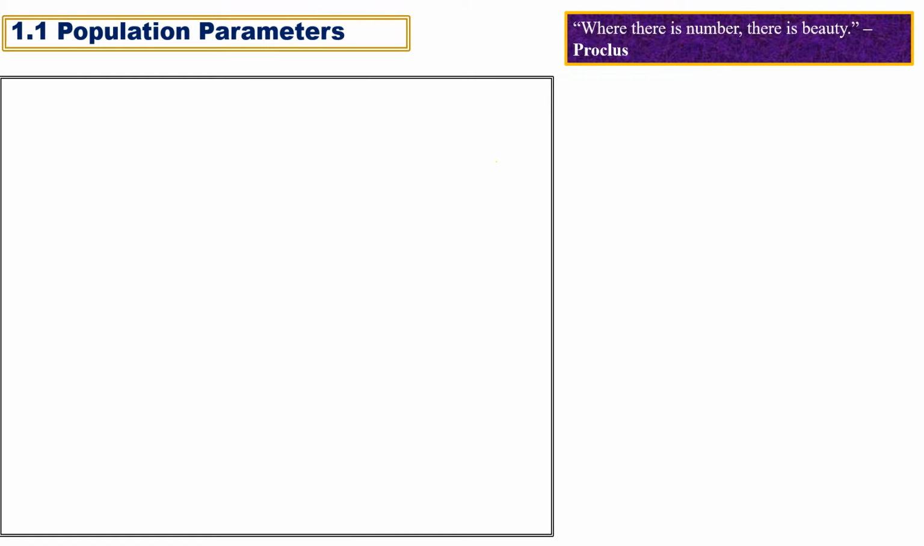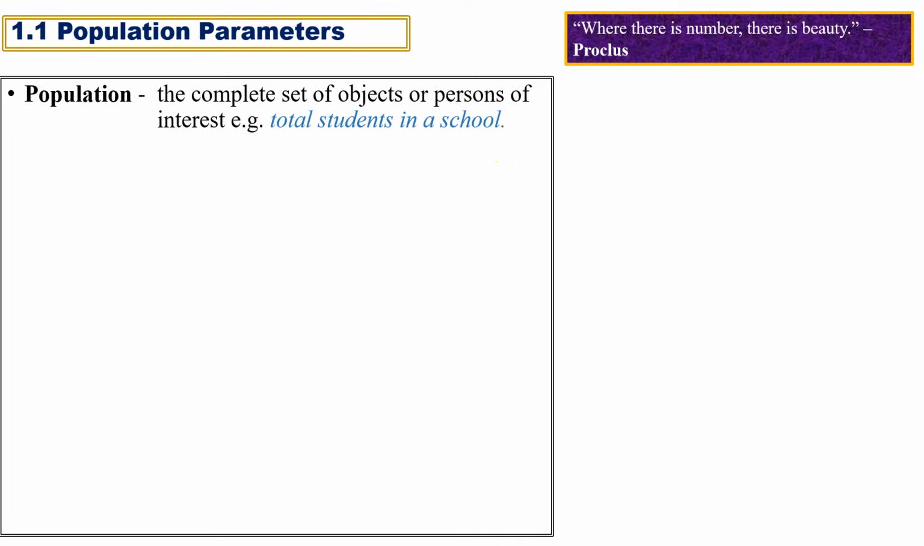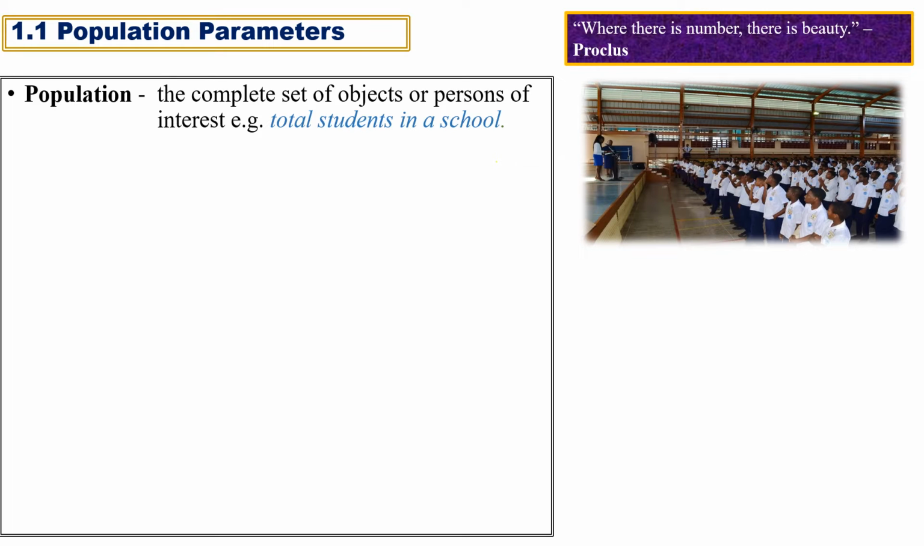So we will first look at the population parameters. It's important to understand certain terms. One such term is population. This refers to the complete set of objects or persons of interest. For example, the total students in a school. As we can see here, there's an example. This is all the students in Scarborough Secondary School. Well, at least we hope so, as this is a picture of them during assembly.